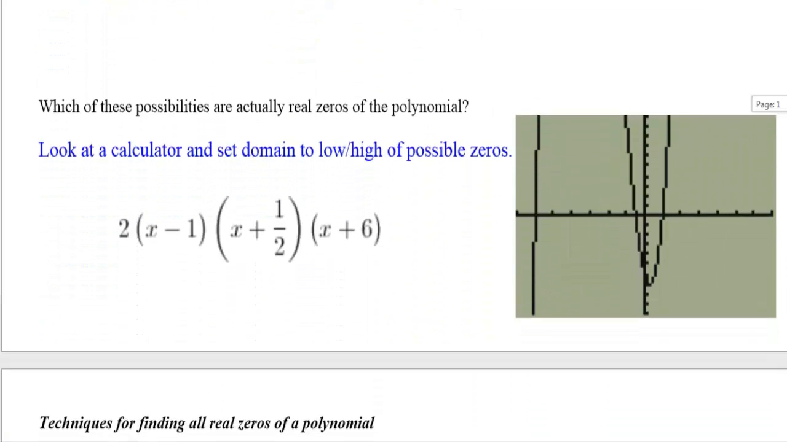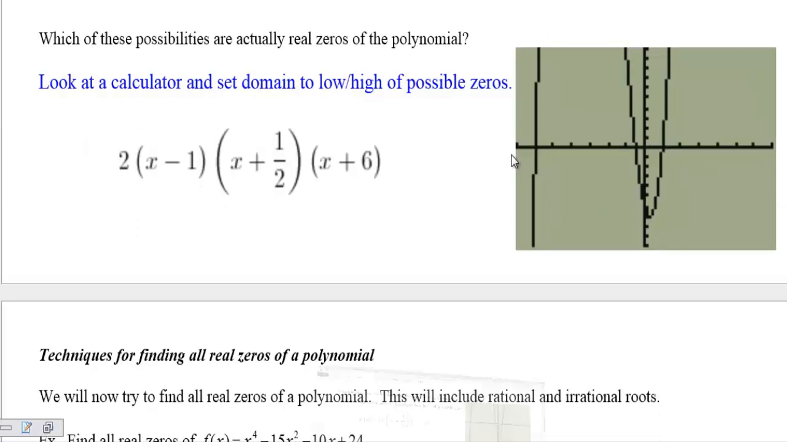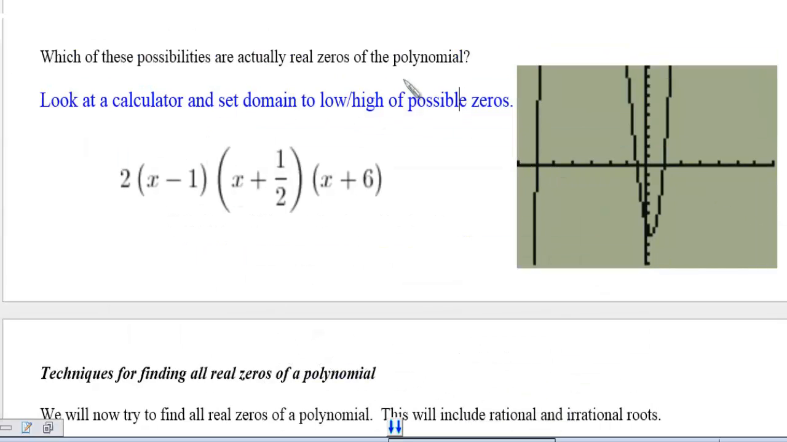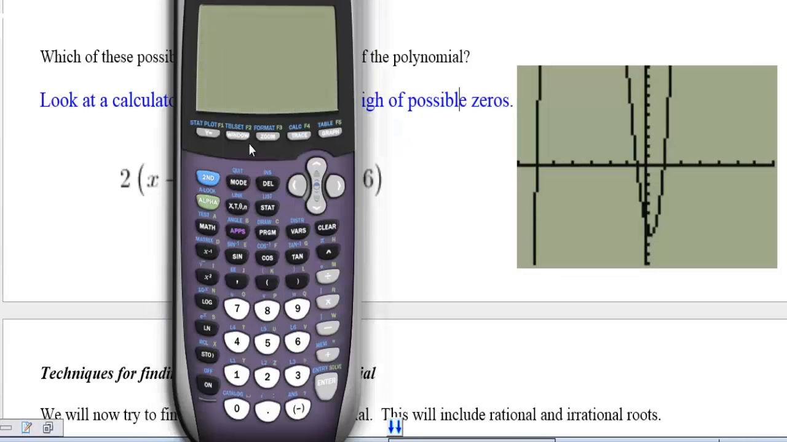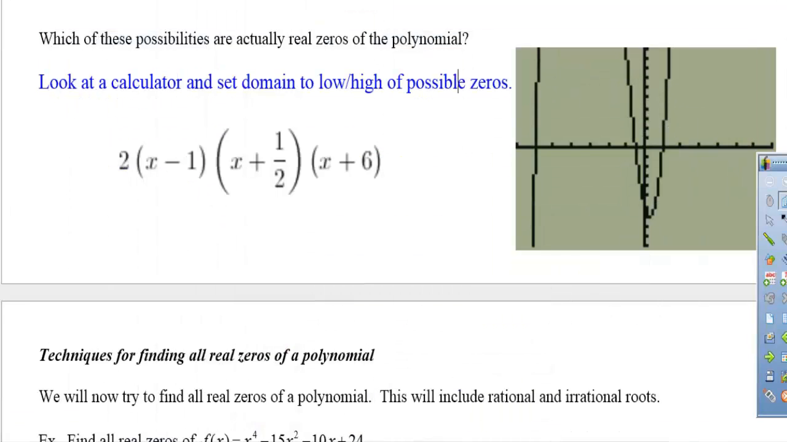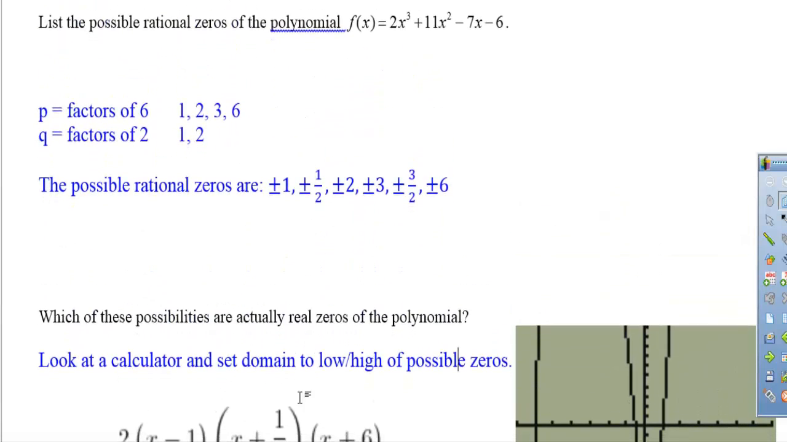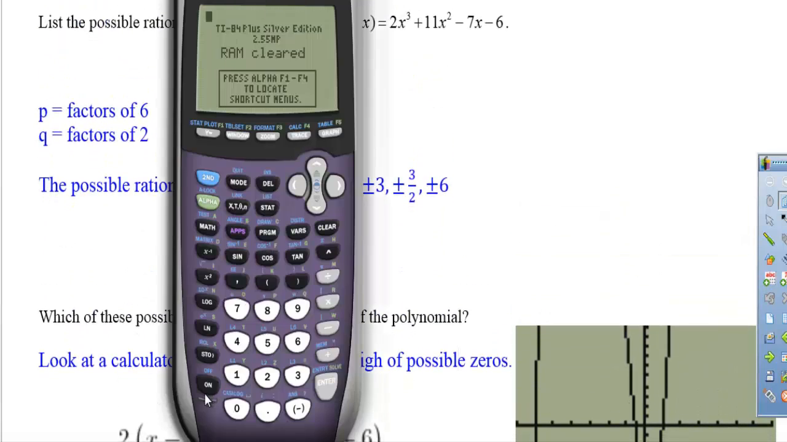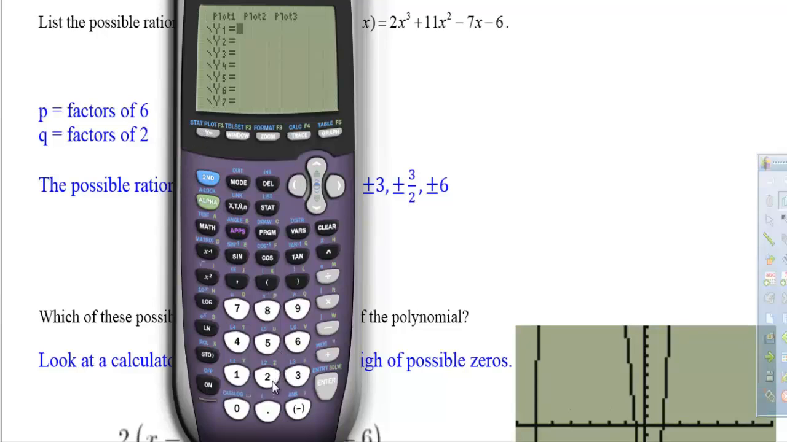is we're going to take these values and use a calculator. All that we really need to do is plug this function into the calculator, and we're going to identify, let me pull one up here. We're going to use the maximum possible in order to help us identify the domain restrictions. So let me enter this in. I have 2x cubed plus 11x squared minus 7x minus 6.